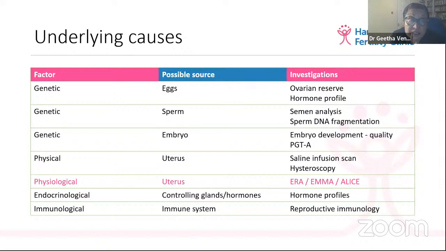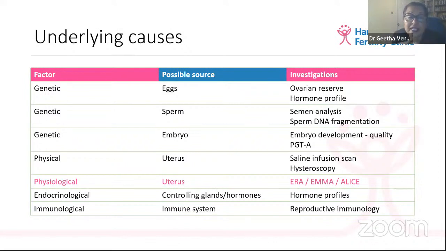And then in the uterus itself, there could be physiological causes. And that is the one we are going to focus on today. That is the ERA, EMA, and ALICE. That is endometrial receptivity assay. We are checking to see when the endometrium is most receptive. So normally we do the test as per the usual protocol. I'm sure Alan will go through it, but I'll just briefly tell you what it involves.